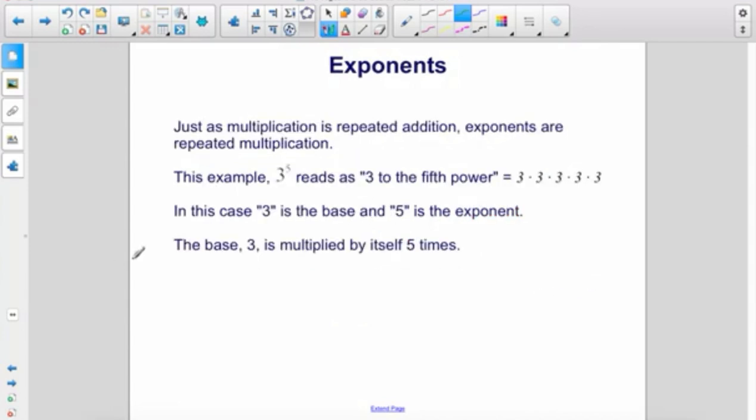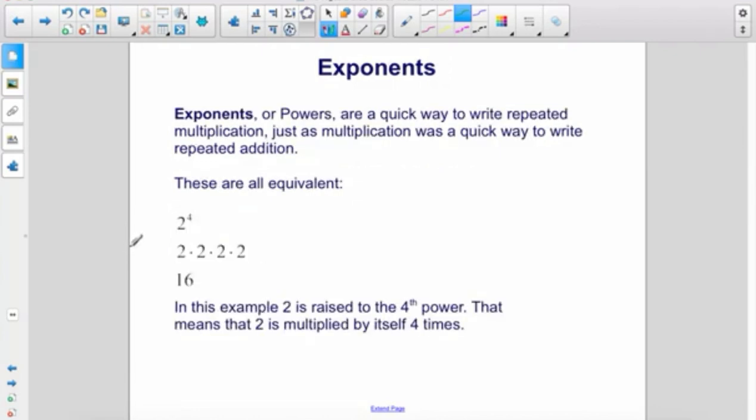Just as multiplication is repeated addition, exponents are repeated multiplication. This example, 3 to the power of 5, or you could say 3 to the 5th power, is 3 times 3 times 3 times 3 times 3. That's 3 times itself 5 times. In this case, 3 is the base and 5 is the exponent. The base 3 is multiplied by itself 5 times.